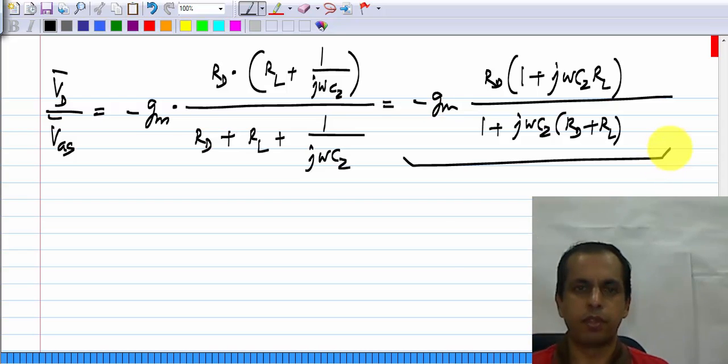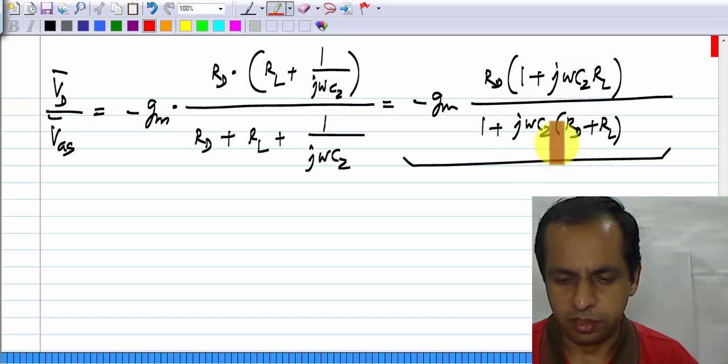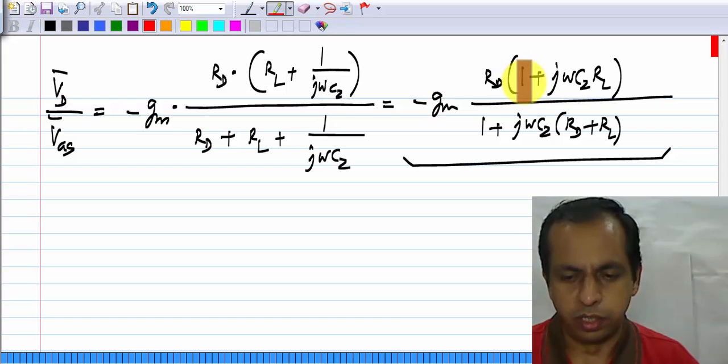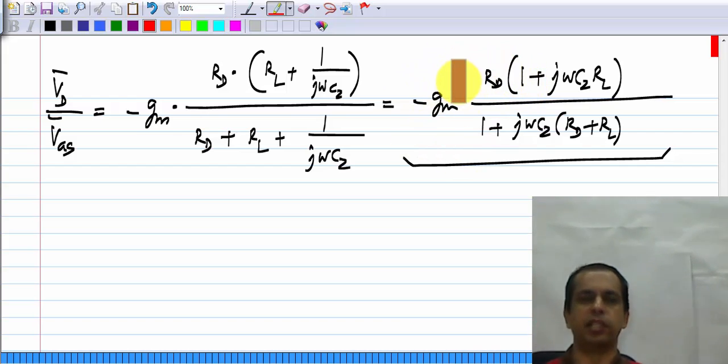So, now you see that you have this extra factor of 1 here. If R D is very large, the drain voltage can become much larger than the output voltage. As far as the incremental equivalent circuit is concerned, there is no problem at all. If you satisfy the earlier condition, you will get the value of V naught, which is minus G m times R D parallel R L times V G S.